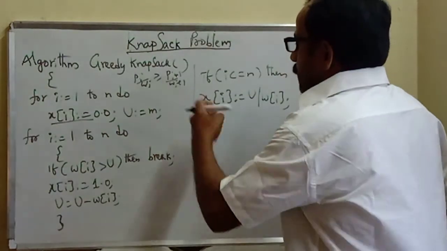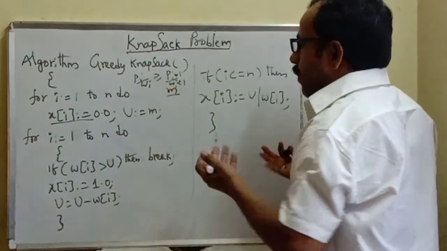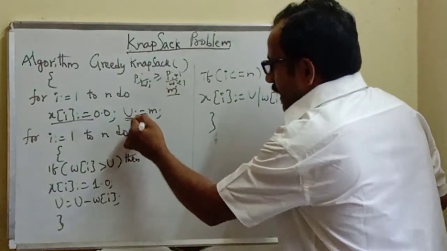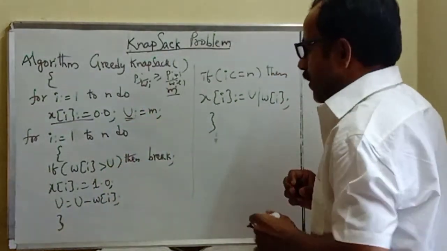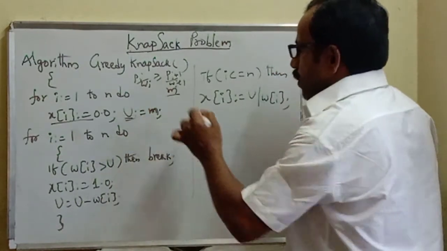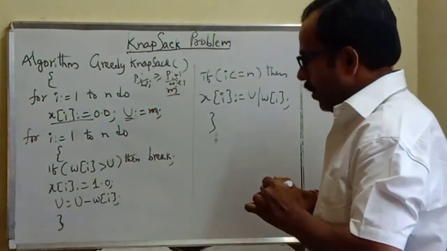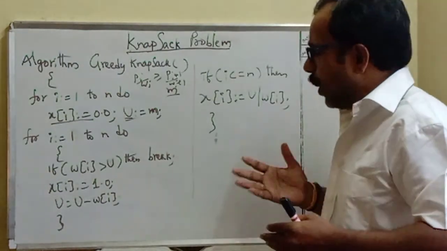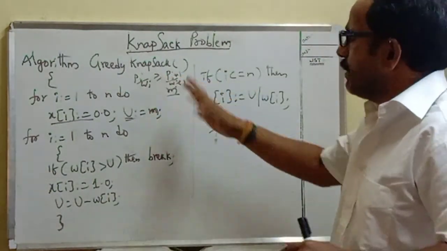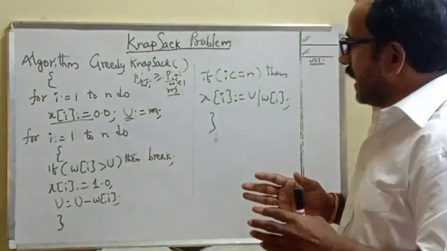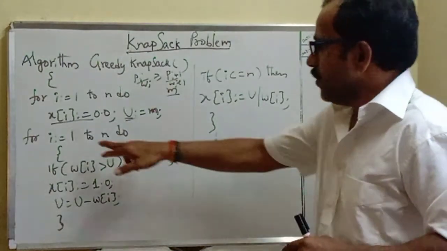Suppose the knapsack capacity is m, and initially we have not yet selected any item. Then what about the remaining knapsack capacity? Here U is unused, the remaining knapsack capacity, which is initially the capacity of the knapsack. U equal to m. Now start selecting items one by one. You can directly select all the items in the same order, because all the items have already been arranged in profit by weight decreasing order. So that's why we can start selecting from the first item.